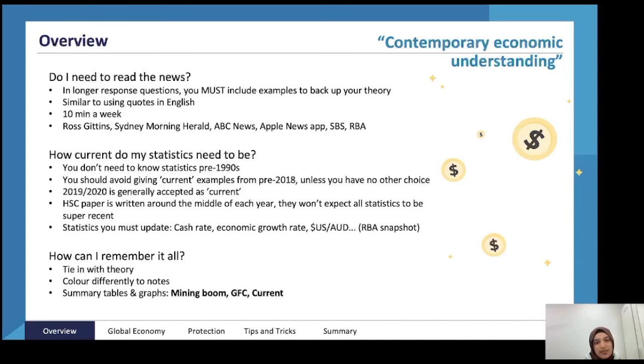Summary tables and graphs are really good for really important key events such as the mining boom, GFC, COVID-19, and then the current recovery from that and what's happening right now in the economy as well. So that's a really great place to note down what actually happened to employment during that time, what happened to economic growth at that time, what happened to inflation during that time.